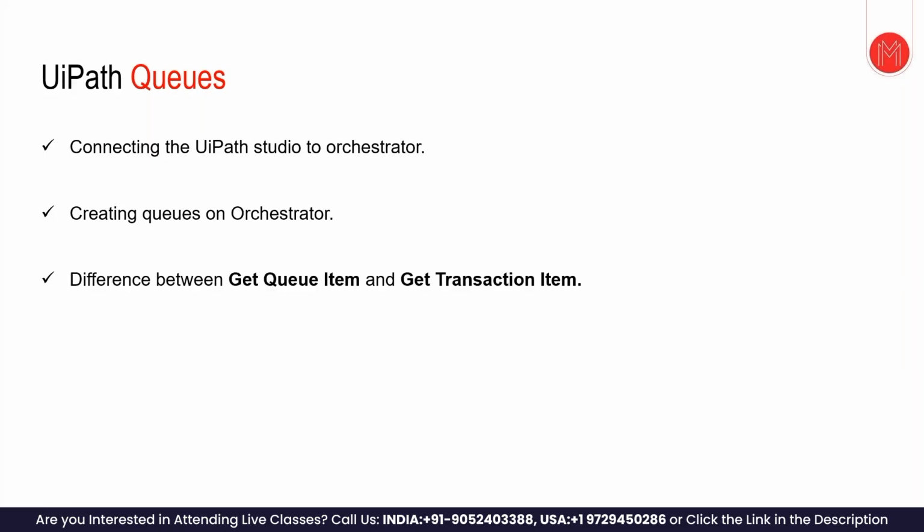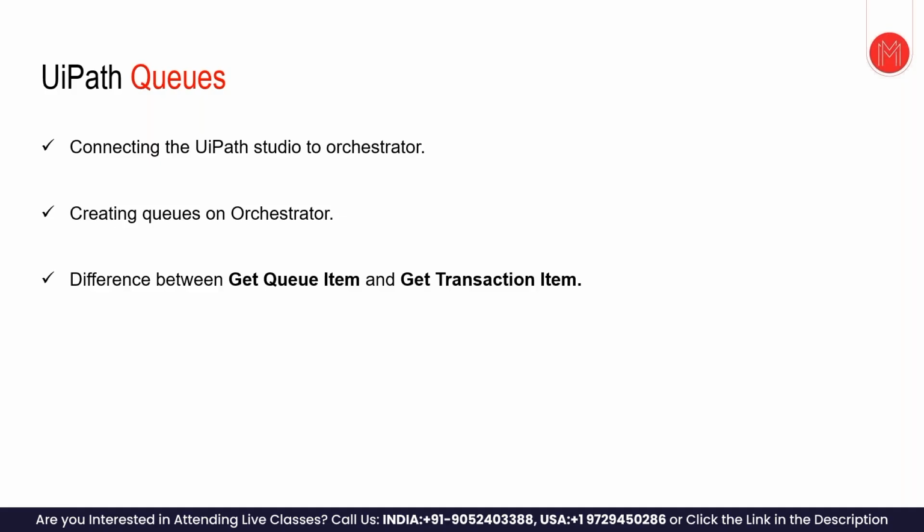So for UiPath queues, we are going to see connecting UiPath Studio to Orchestrator, then creating queues in Orchestrator, and then the difference between Get Queue Item and Get Transaction Item. Connecting UiPath Studio to Orchestrator we have covered just now. We covered the creation of the machine, then we created a robot, connected both of them and assigned a license also, so that our robot became connected and licensed, and we are able to do all the operations on the queue. Next is creating the queues in Orchestrator. I'll show you how to create the queues so that we can use them there. And the last thing is the difference between Get Queue Item and Get Transaction Item.